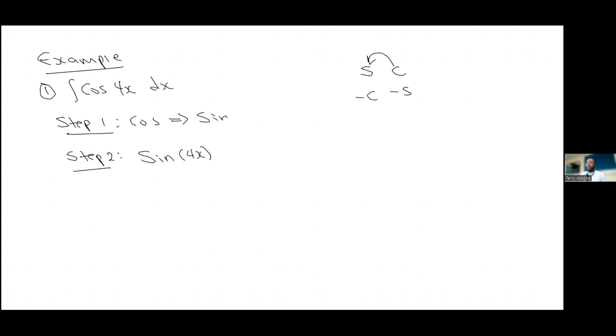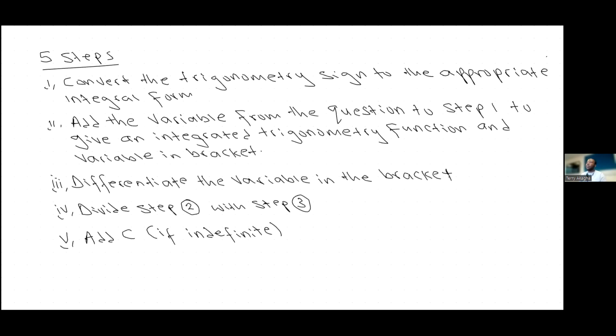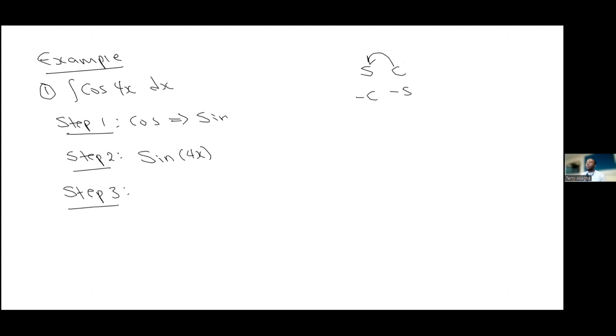Now step 3 says differentiate the variable in the bracket, okay? So what is the variable in the bracket? 4x. So now we have to differentiate 4x. When you differentiate 4x, it's going to give you 4.